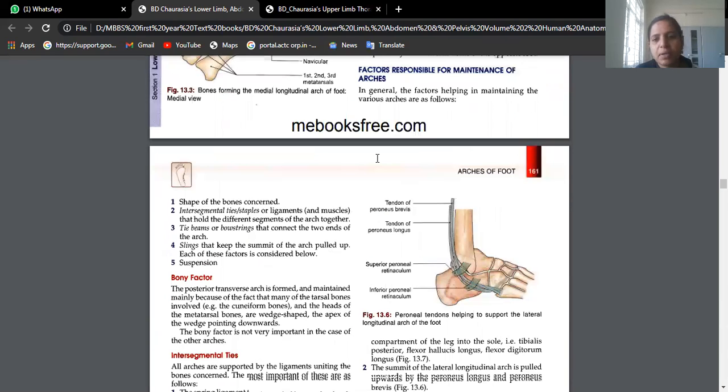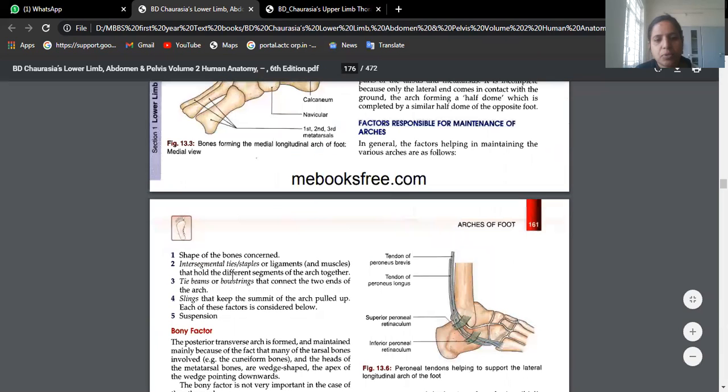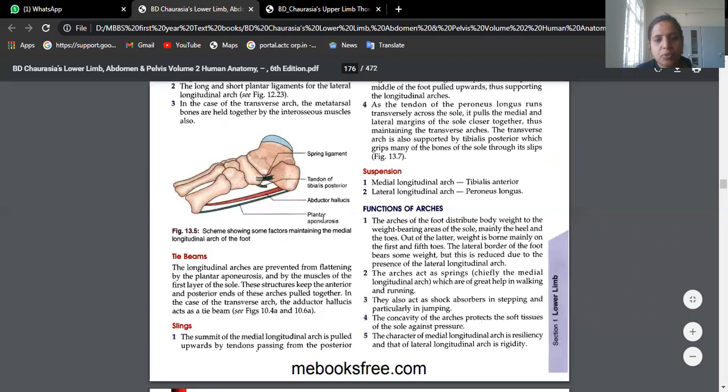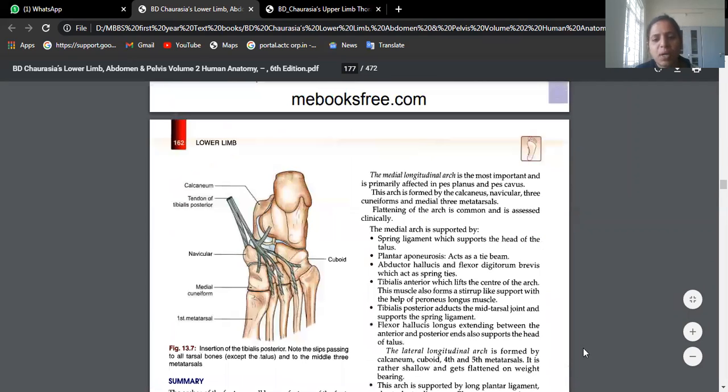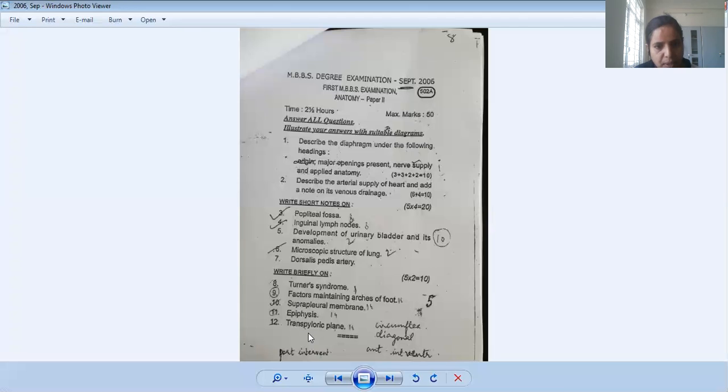Yes, beta. These five factors you should write. Shape of the bones is irregular. Muscles holding different segments act as tie beams and slings. That means peroneus longus tendon, peroneus brevis tendon, tibialis posterior, plantar aponeurosis, all these factors will maintain the arches. This is the tendon of tibialis posterior. Factors maintaining arches of foot.